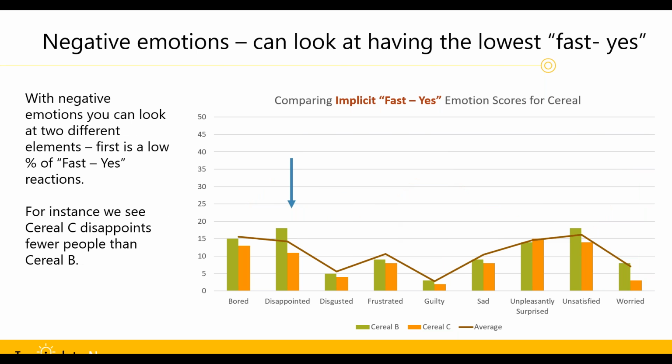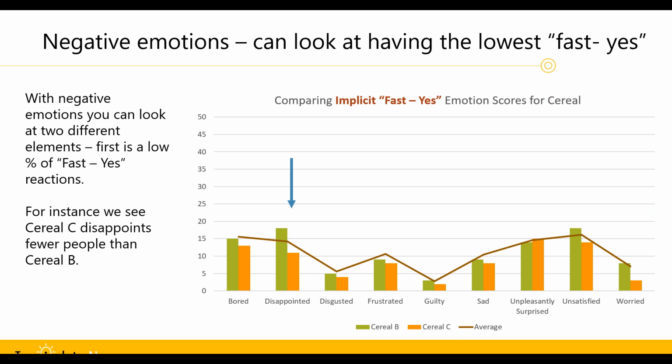Now, if I look at other data, I can also look at the negative emotions, right? And if I'm looking at that fast yes and negative emotions, I want the smallest number possible here. So now I'm looking for low numbers. And one of the things you see is, well, now cereal C, now I have a different piece of data. Cereal C, there's fewer people that were disappointed with cereal C than cereal B. Well, I don't want people disappointed with my cereal, so maybe I'm going to trade off. Maybe that energy is okay to have in there because I don't want as many people feeling disappointed.